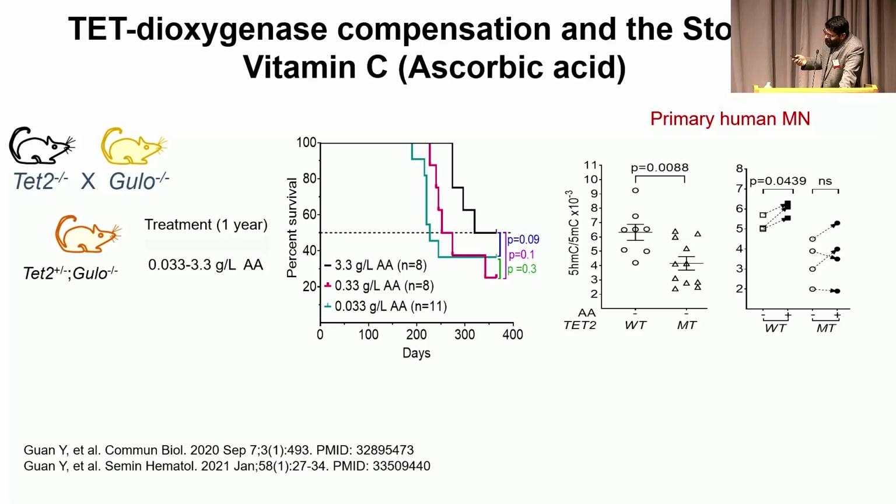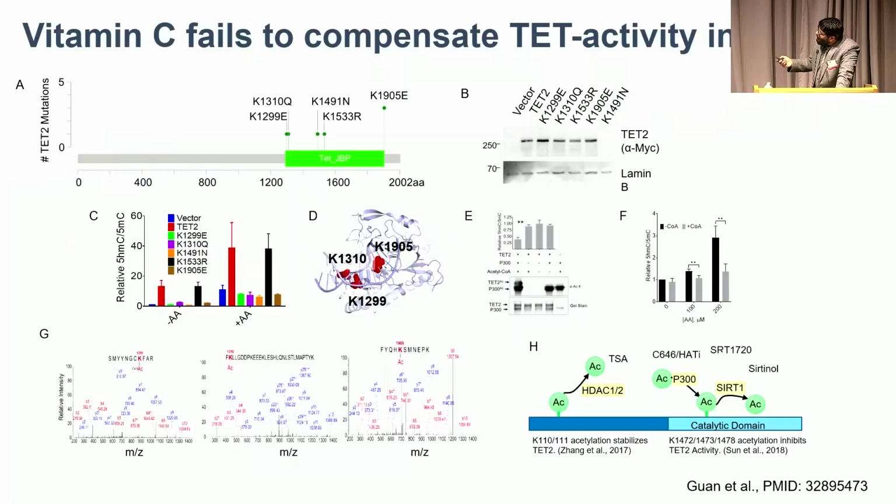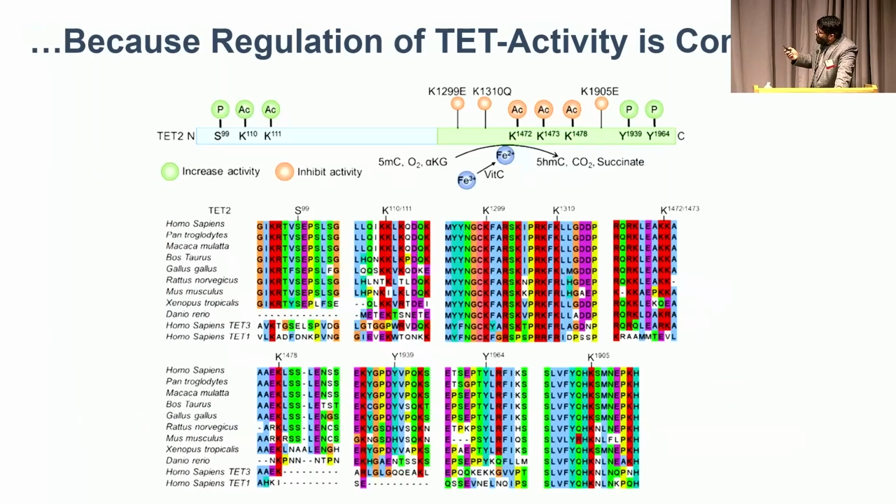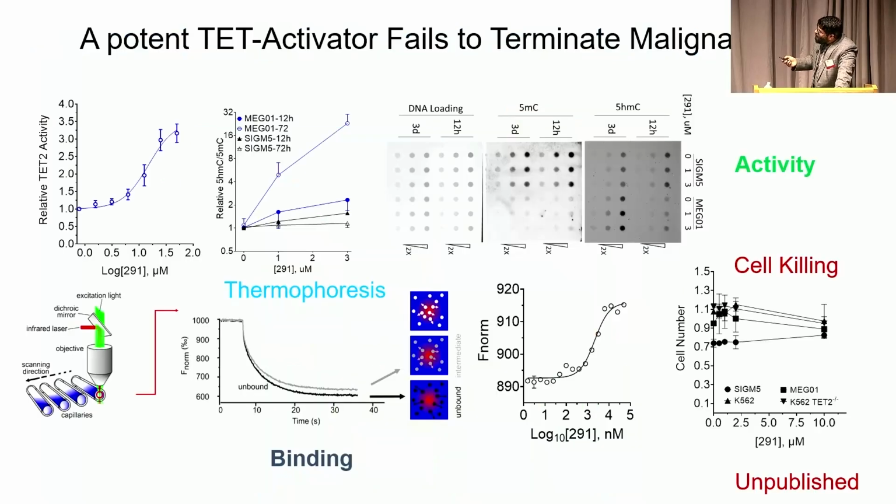And most importantly, when we look at human primary cells, we were hardly able to see any difference. When we went back, we published why vitamin C does not work. Vitamin C is a known redox agent which converts Fe3+ to Fe2+, but the loss of function mutation in the catalytic domain happens because of the acetylation of lysine, so if we overload with vitamin C, it does not make any difference. These lysines were conserved across different TET proteins. On top of that, we developed a very potent activator of TET; though it restores TET activity in malignant cells more than 30-fold, it does not terminate the malignant program.